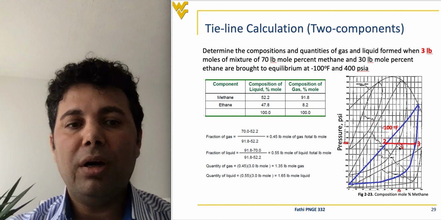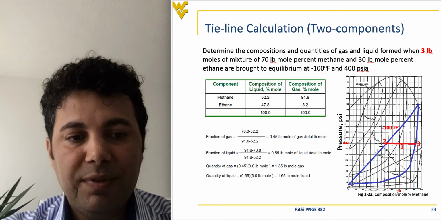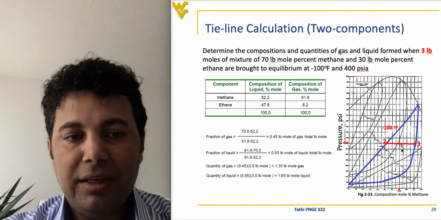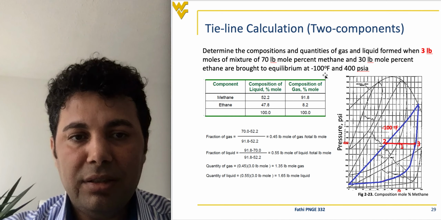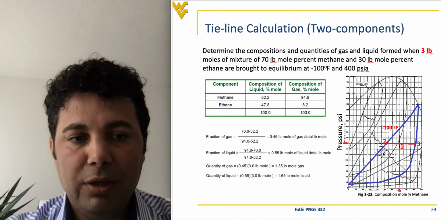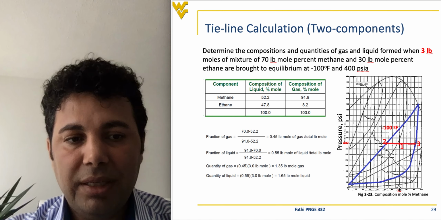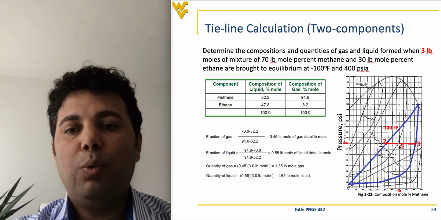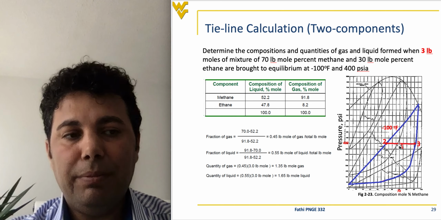So point 1 is a point where I have 70% of methane at 400 psi and minus 100 degree Fahrenheit. Okay, minus 100 degree Fahrenheit, that's my envelope, 400 psi, that's my pressure, and 70 pound-mole percent of methane. So point 1 is where my initial state of the mixture is.